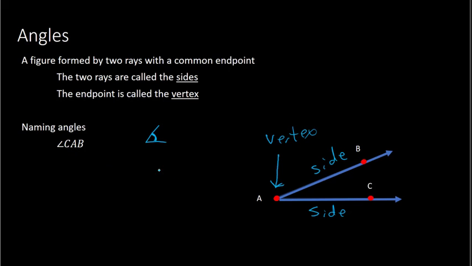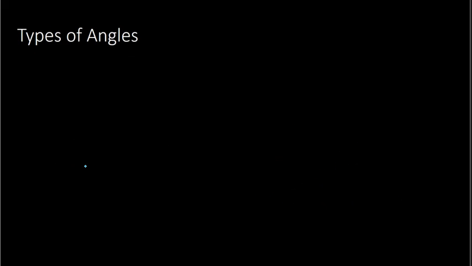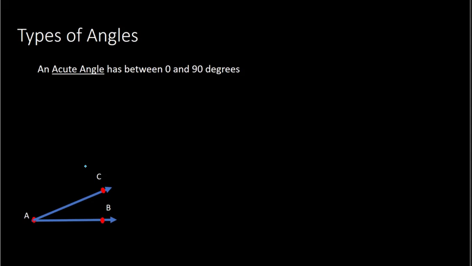We can also write this angle as angle BAC because A is still in the middle, which makes it okay. And then we have all three letters, the B, the A, and the C, all written here. So there are different ways you can name an angle as long as you have the vertex as your center point. Now with angles, there are different types of angles. An acute angle has a measure between 0 and 90 degrees. So for example, right here would be an acute angle.